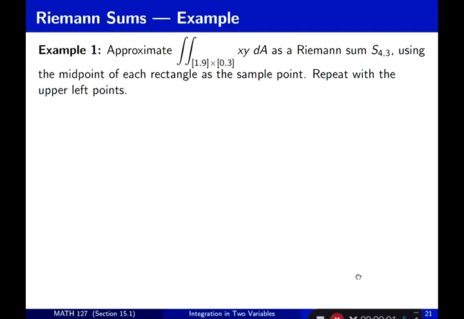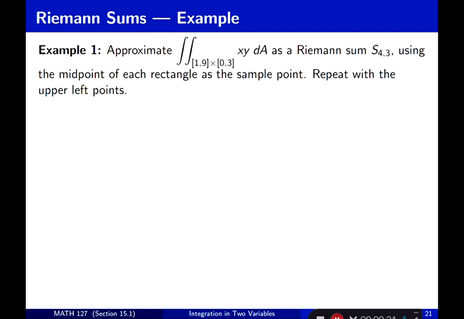We're continuing with section 15.1 and we're doing some Riemann sum examples. Example 1: approximate the double integral over the region [1,9] times [0,3] of the function xy dA. dA is the infinitesimal area element, as a Riemann sum S 4,3.